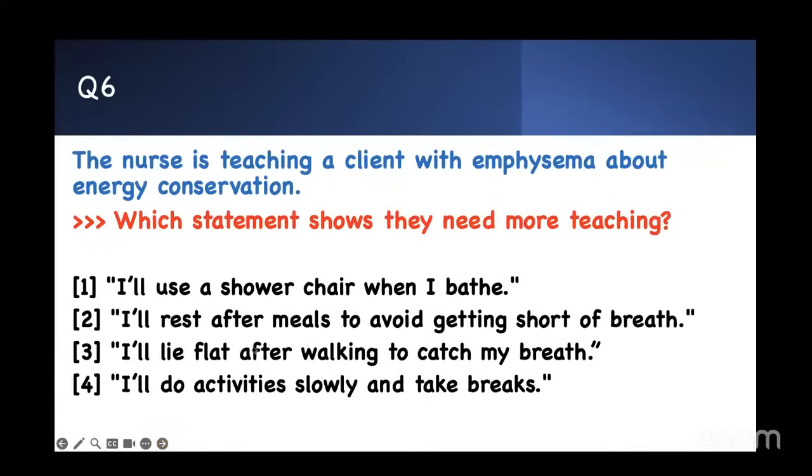And this is teaching a client with emphysema about energy conservation. I always say, go with the buzzword, and then apply common sense. Which statement shows they need more teaching? Well, the main content here is what? Energy conservation. Therefore, every answer choice, I have to pick something that says energy conservation. That's all. I have to pick an answer that represents energy conservation.